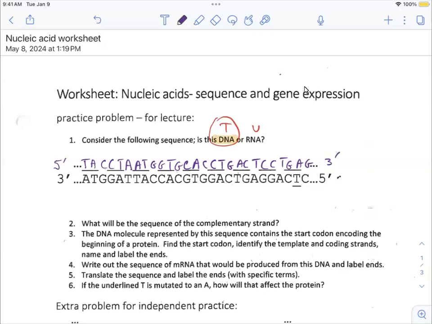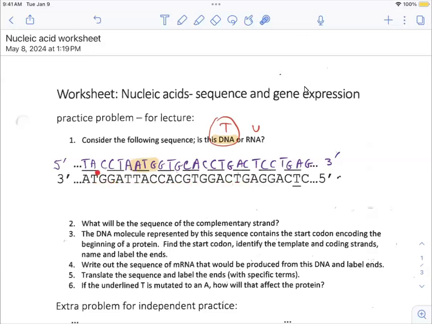Right, and now if we know that this DNA molecule contains a start codon encoding the beginning of the protein, let's find the start codon and figure out which strand is template and which one is coding. So I'm going to scan the strand, and I'm starting to look for, oh, here is ATG. So here's one possible start codon. I'm going to continue and see if there's any other ATGs. As I scroll through, I don't see it. And then I can also monitor the other strand for ATG. I see AGT, not quite the same.